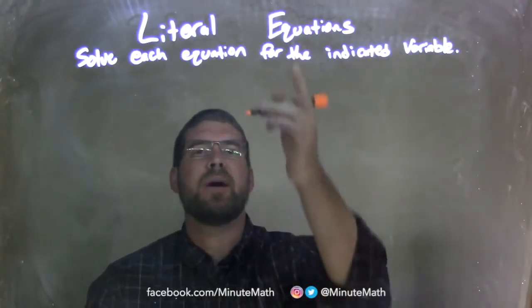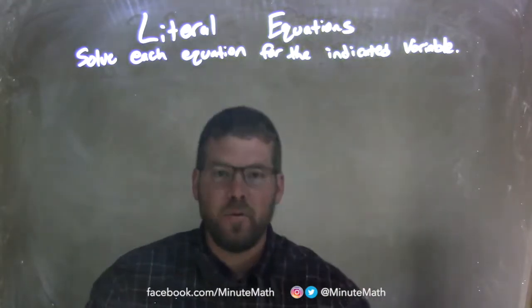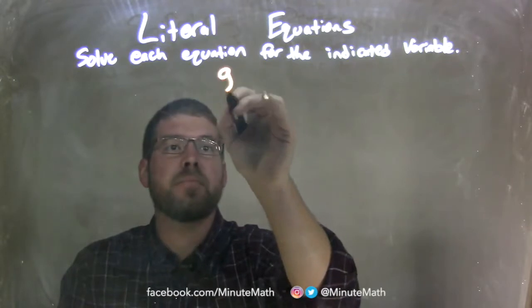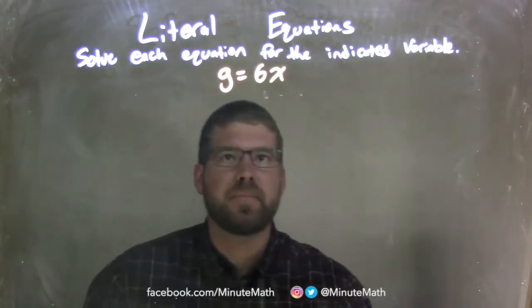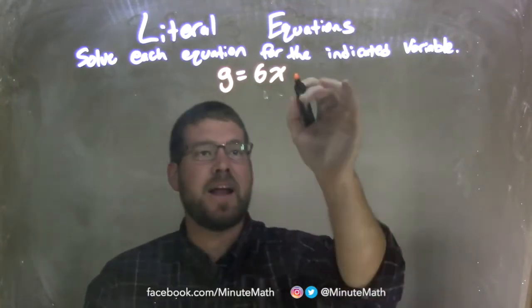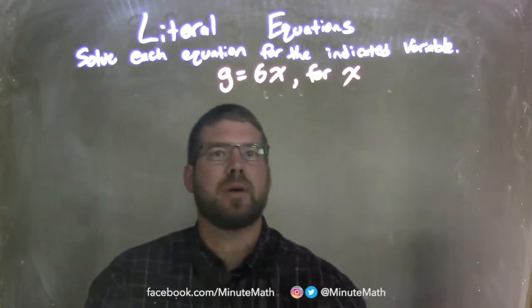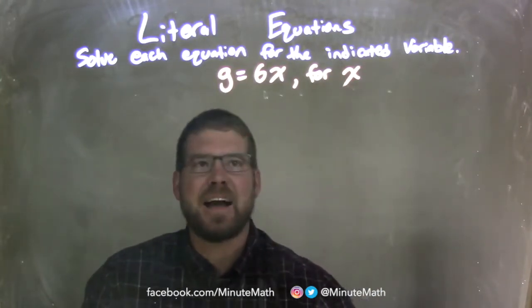And today we're going to learn about literal equations, and we're going to solve each equation for the indicated variable. Equals 6x. Okay, so if I was given g equals 6x, and I needed to solve that for x, what I need to do then is get x by itself.